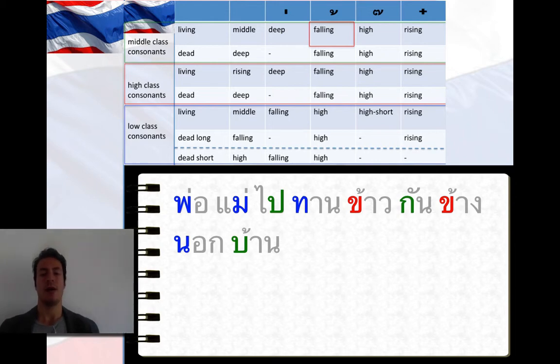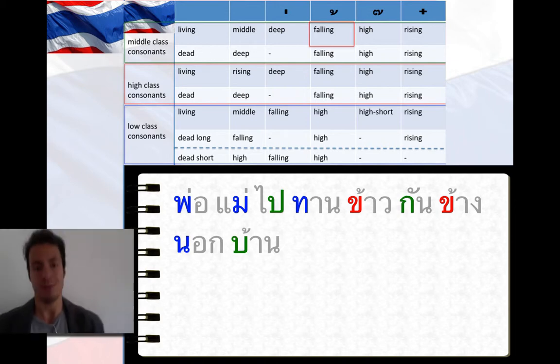Okay, I read this sentence one more time. พ่อ แม่ ไป ทาน ข้าว กัน ข้าง นอก บ้าน.